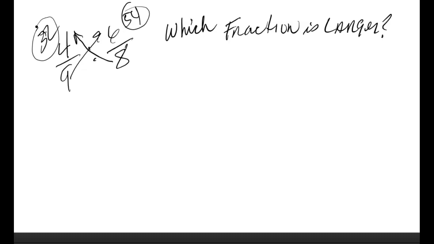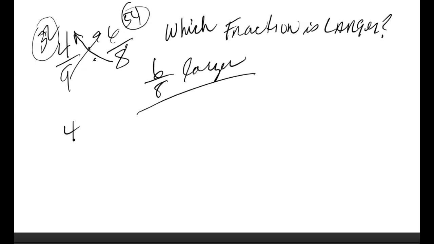So it says 6/8 is the larger fraction. And you say, well, how do you know that? Okay. Well, let's do this. I'm going to show you where that comes from. 4/9 and 6/8. Let's find a common denominator for these. Well, a common denominator is when you multiply the denominators.